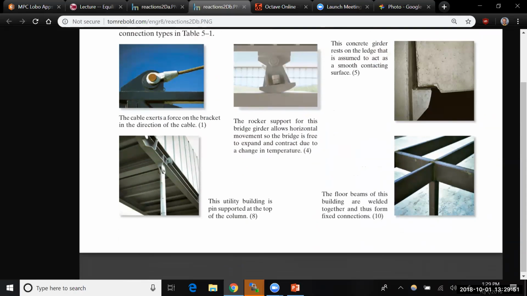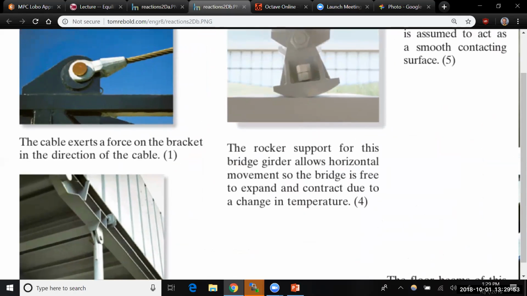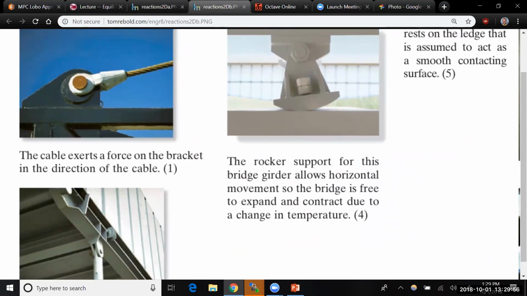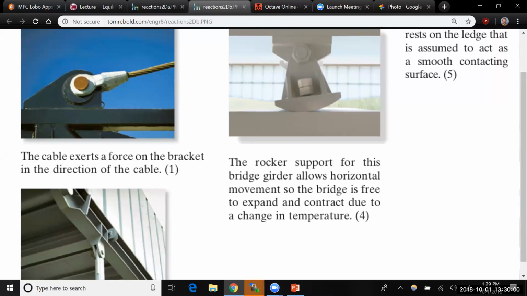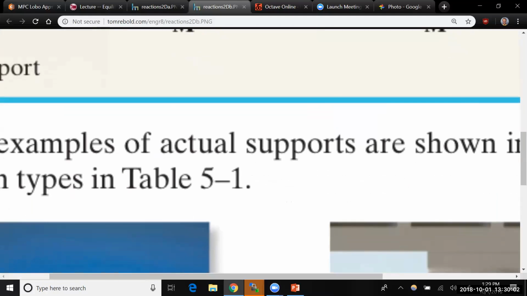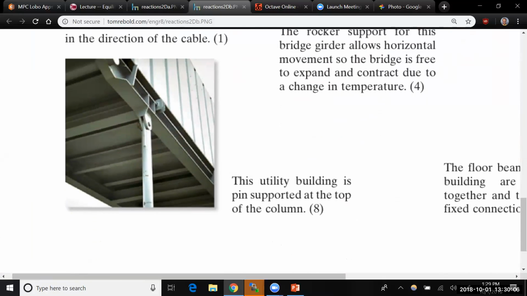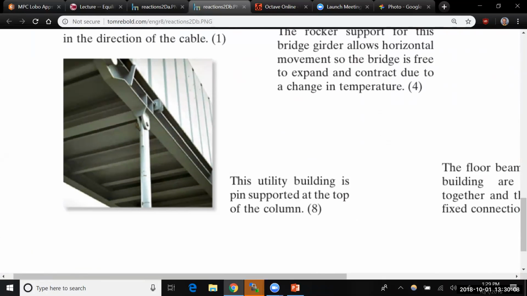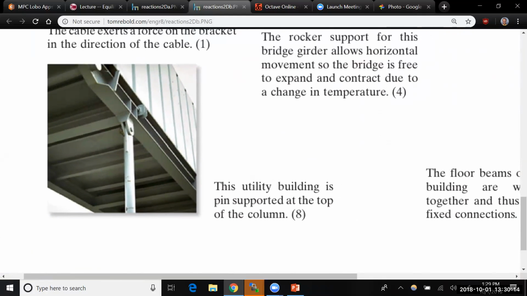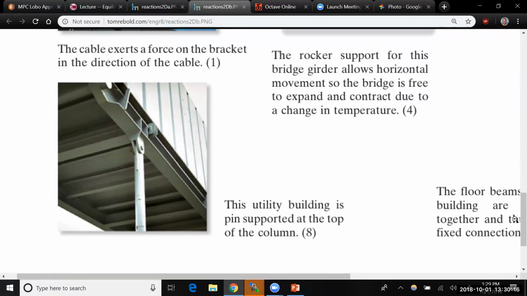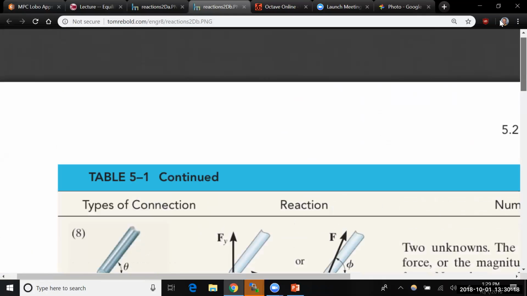Here are some real supports. This is a rocker support for a bridge girder. It allows a little bit of horizontal movement, so the bridge is free to expand and contract. There's a pin, a cable attachment. There's a great truss bridge on our campus over the ravine there, and one of these days we can go out and take a look. I think when we do chapter 6, we'll maybe take a look at it. It's kind of fun to see.